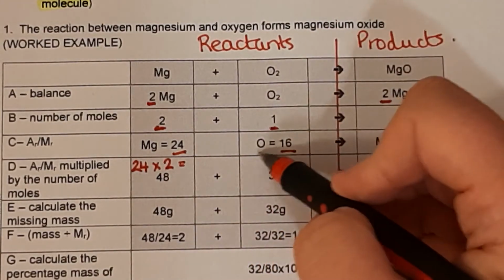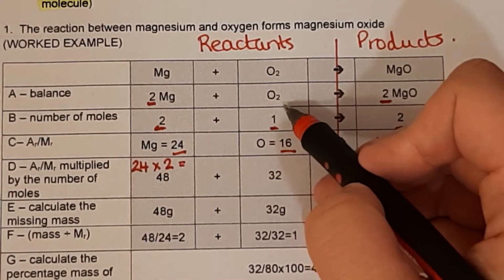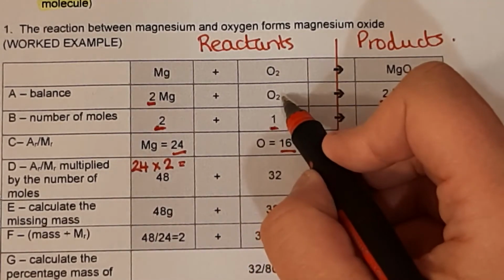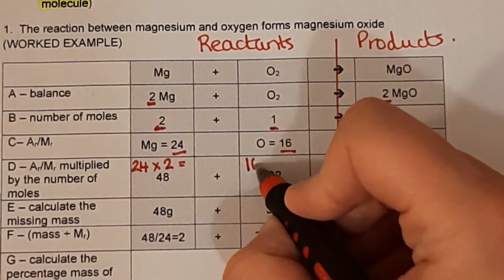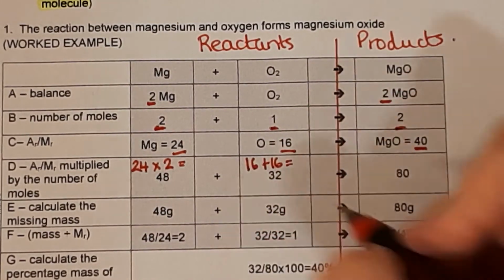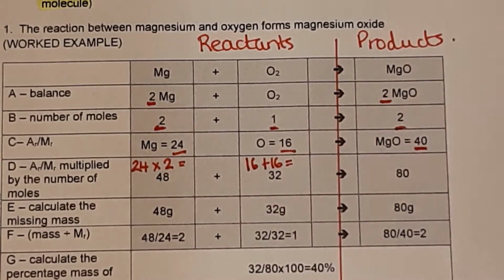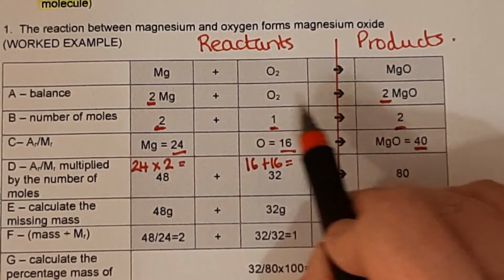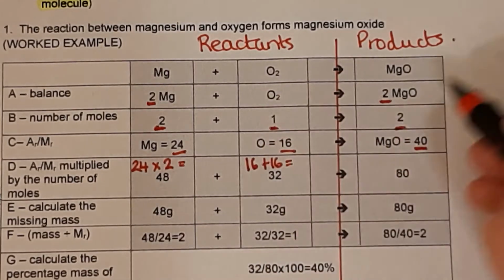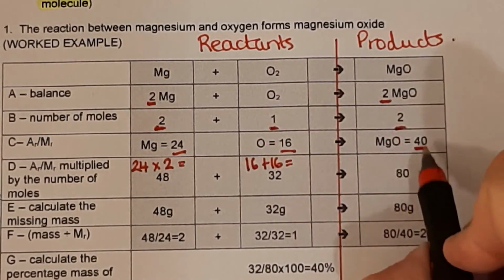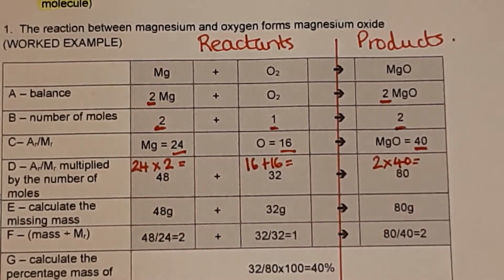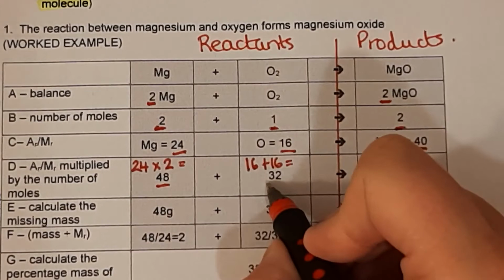So oxygen is 16, but there are 2 oxygens here, so it's diatomic oxygen atoms. So it's going to be 16 plus 16, and that gives us 32, and there's only 1 of those. And you'll have to do that if you ever see a 2 afterwards, like a subscript 2. Now here we have magnesium oxide, which is 40 multiplied by 2, so 2 times 40 equals 80. So we have our answers here.